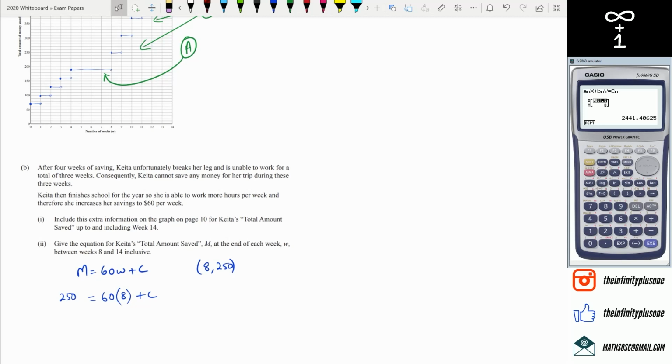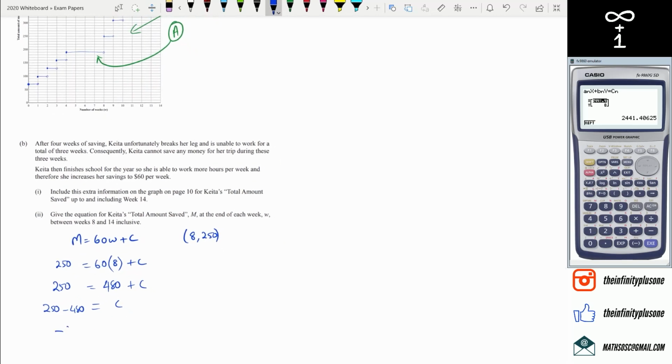Wait, am I doing something wrong here? Let's try it out. 60 times 8 is going to be 480 plus C, and C is equal to 250 take away 480, which gives us negative 230. So the equation that I'm going to get is 60W minus 230. So that's actually using the dots right there. And so for this one, your grade is going to be a Merit.